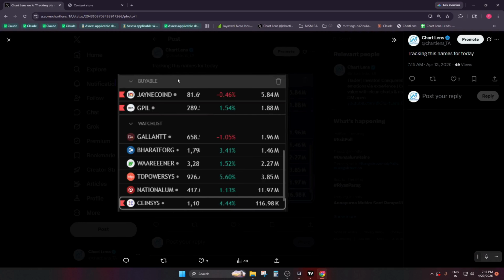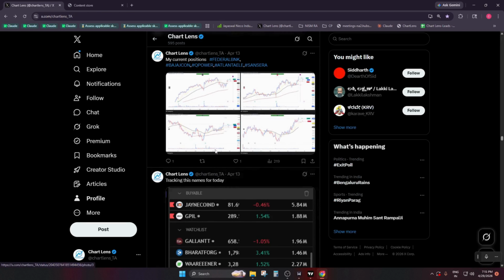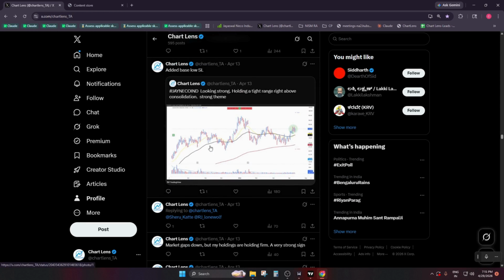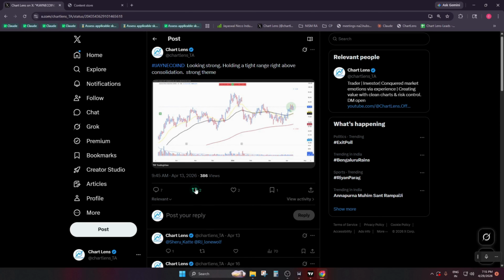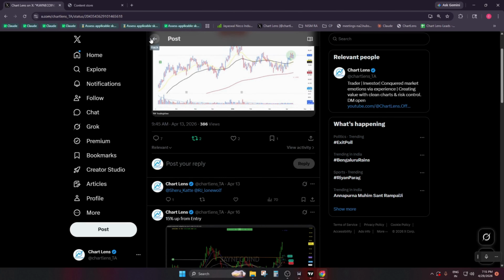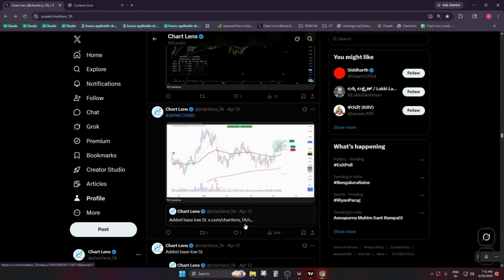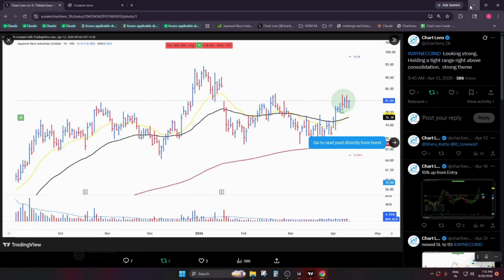So let me open the Jaiswal stock. Let me see what time I took this stock. Okay, current position. Jaiswal looking strong, holding a tight range right above the consolidation, strong theme. This was what I told. And then I think after that I added, I guess. Look at this. This was my first entry. I added base low right above the consolidation. So actually I had two entries in this.